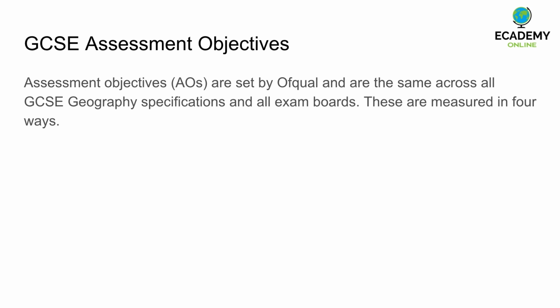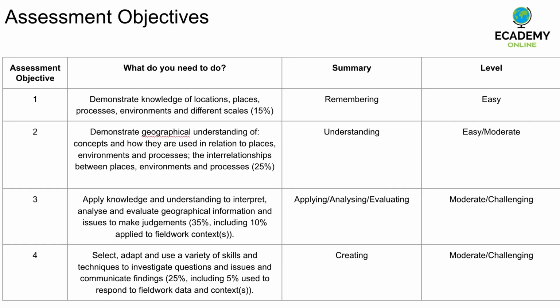Remember that GCSE assessment objectives are set by Ofqual and all are the same across all GCSE Geography specifications and exam boards. These are measured in 4 ways. Here's a table outlining them all. Assessment Objective 1 essentially requires you to remember material. This is easy 1-mark questions, 2-mark questions in the exam.